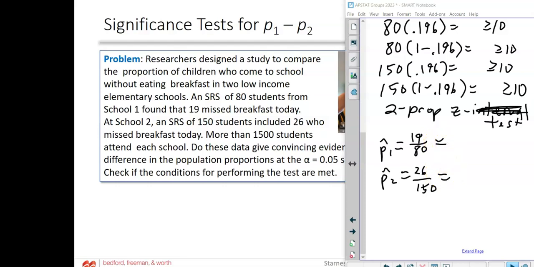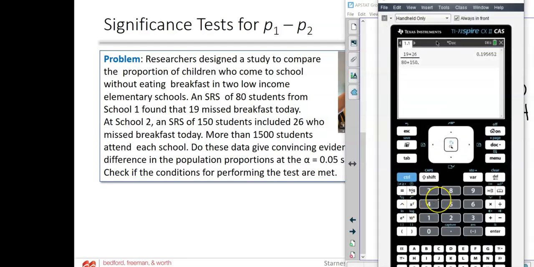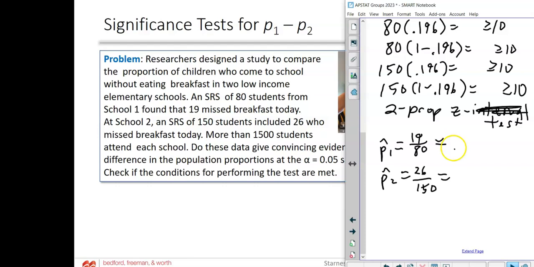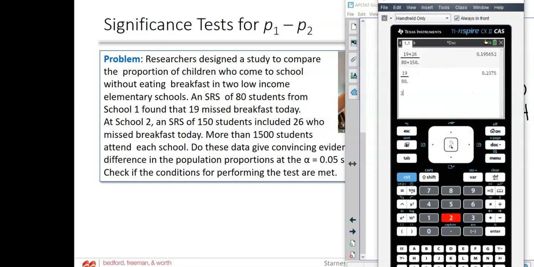So let's find those values. 19 divided by 80 is 0.2375. I should say 0.24. And 26 divided by 150 is 0.17.